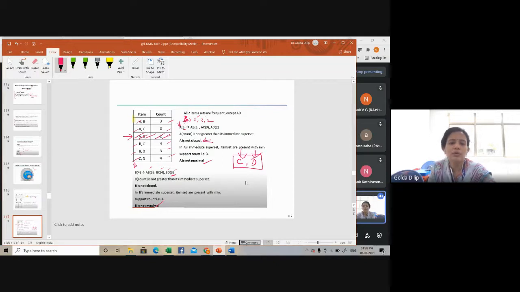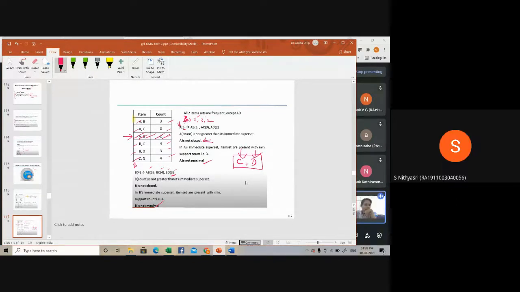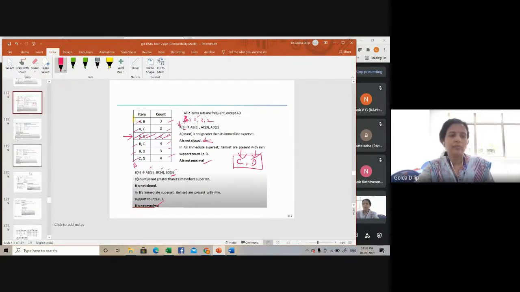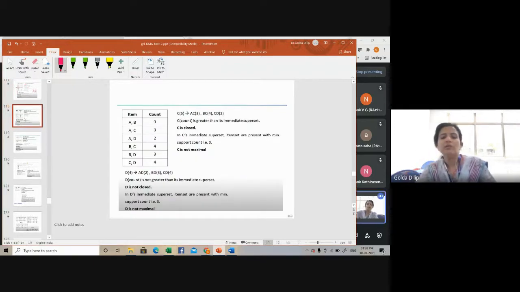What about C? Can somebody who is working it out tell me whether C is closed or not? Yes, ma'am, C is closed. What about maximal? Is it a maximal item set? Very good. C is a closed item set because the count is 5 here, which is greater than its immediate supersets' counts: here you have 5, and here 3, 4, and 2. But it is not maximal, because the minimum support count of 3 is present in C's immediate superset items. So it is not maximal.